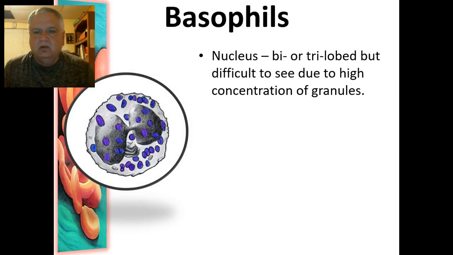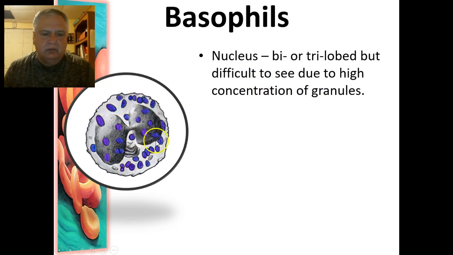When we take a look at the nucleus of basophils, it can be bilobed or trilobed. We can see here in this artist's conception a bilobed nucleus. The big thing here, though, is that the nucleus can be very difficult to see due to the high concentration of granules.